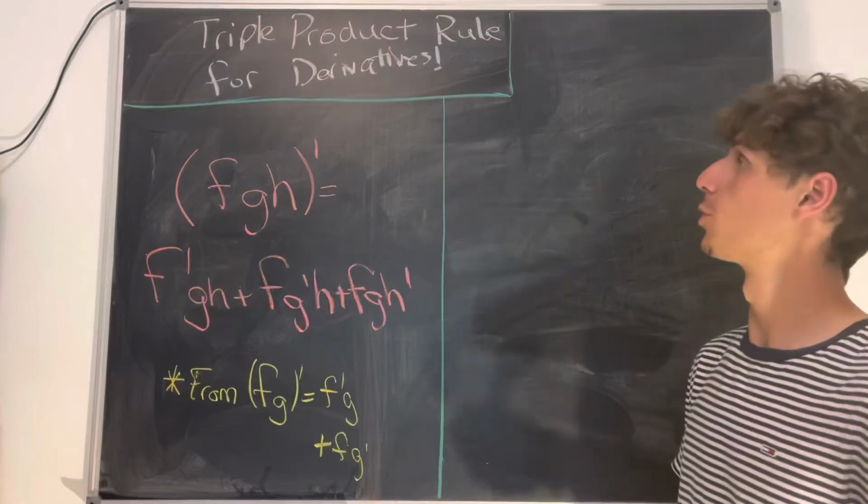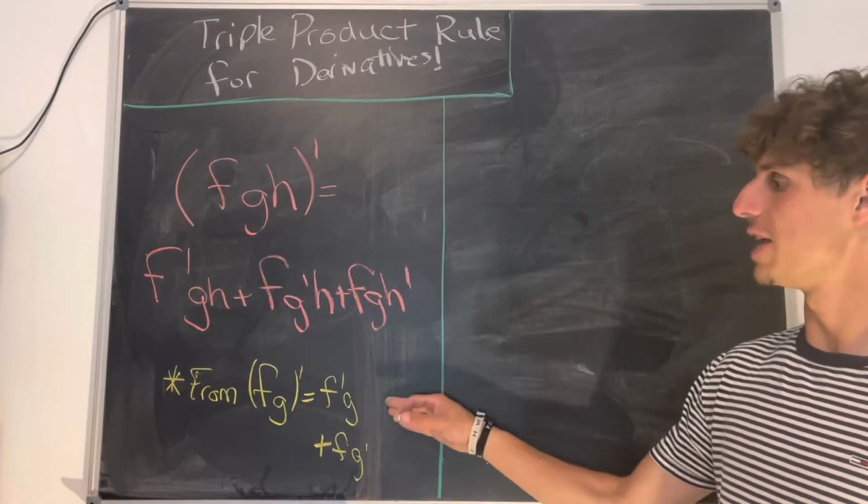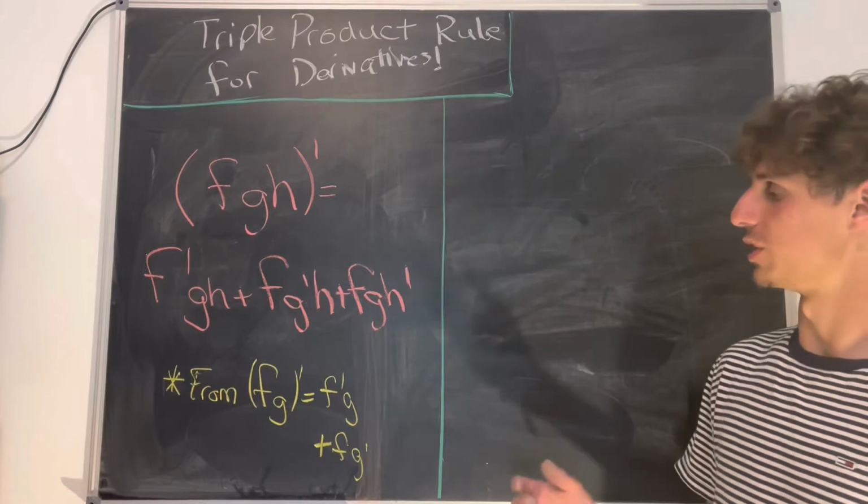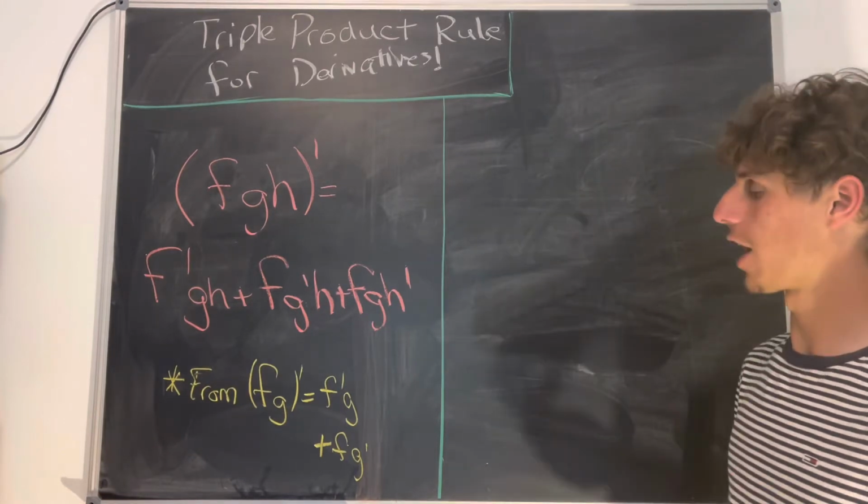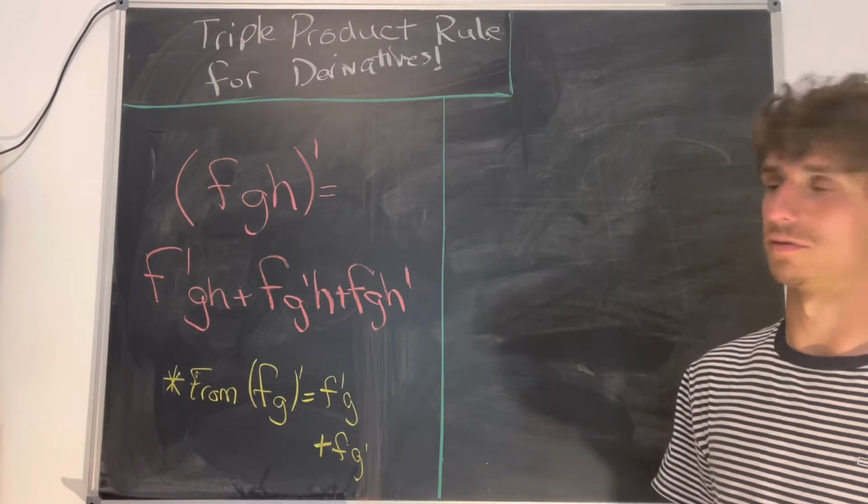Here I'm going to talk about the triple product rule for derivatives. And this is based off of the simple product rule between two functions for derivatives that you would learn in a Calculus 1 type class. And this follows pretty simply from that.